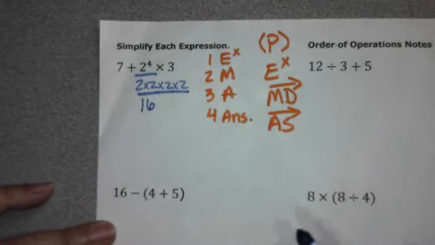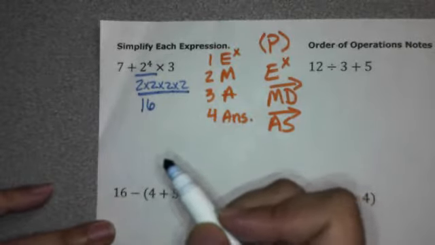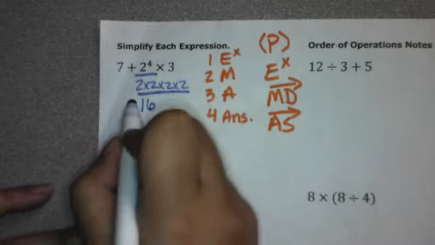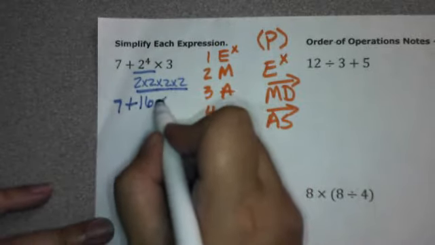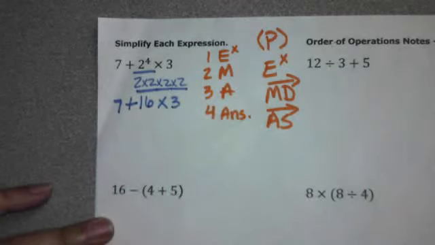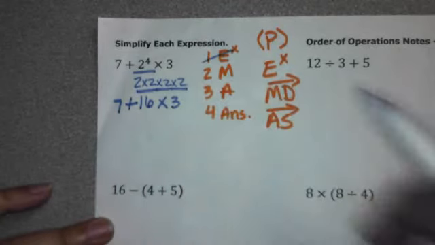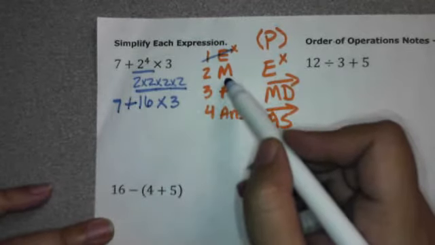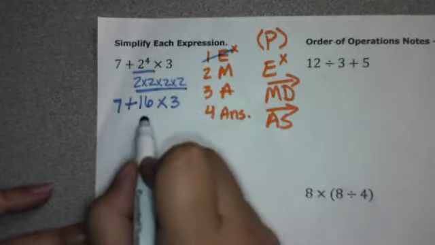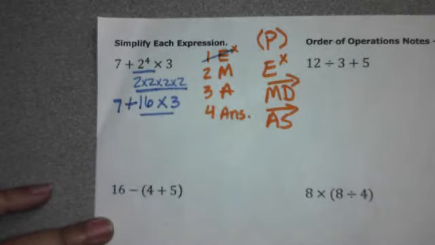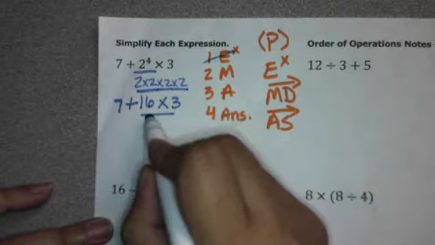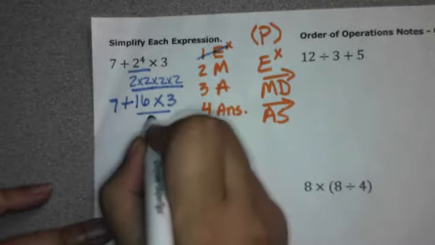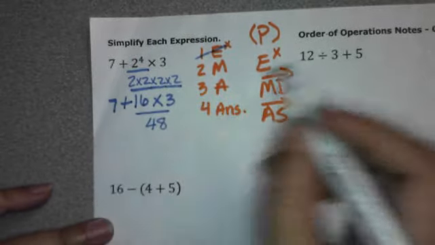After every step, you are going to rewrite whatever you have not used. So this is going to be plus 7 multiply 3. We're done with step number 1. Go to step number 2, multiply. So we're going to underline the multiplication. 16 times 3 is 48.